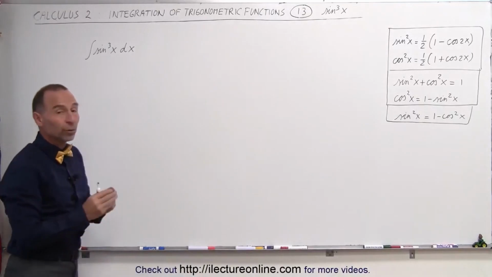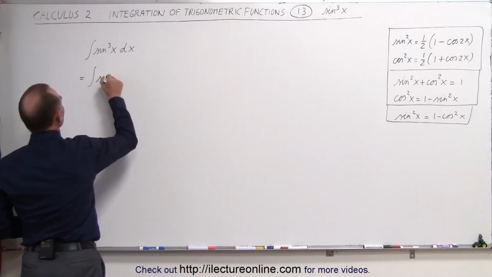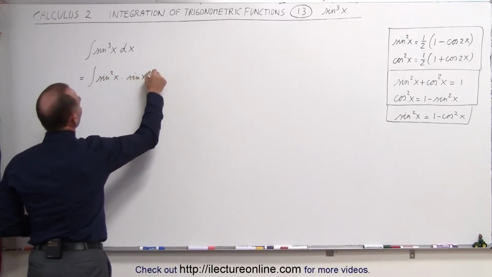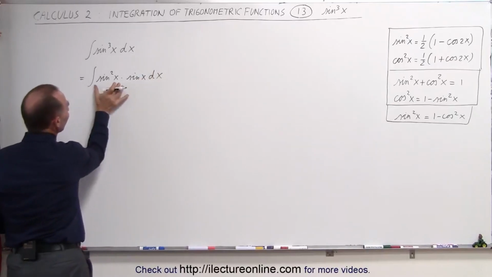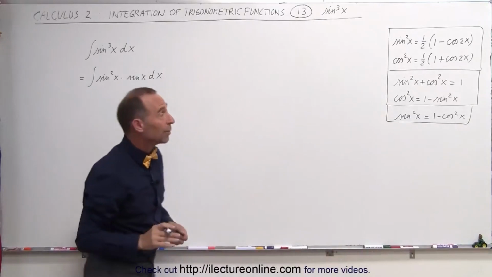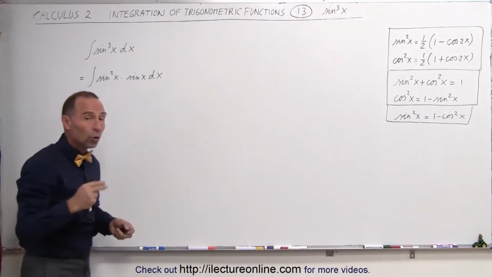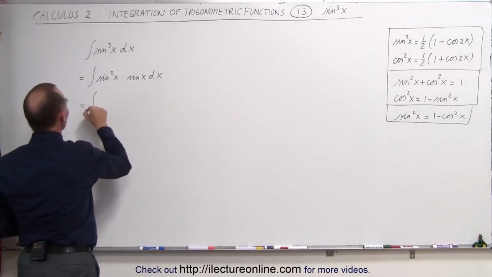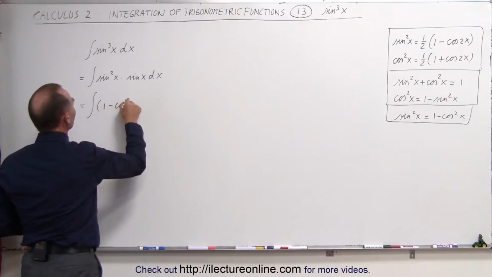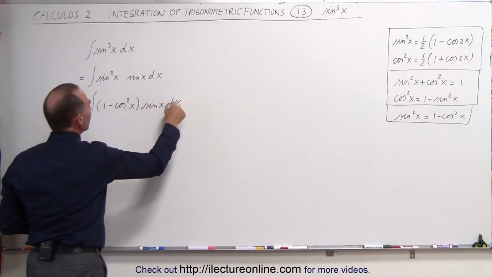And this we're going to use as a technique to solve for this integral right here. Because what we're going to do is separate the sine cube of x into the sine square of x times the sine of x times dx. And then we're going to replace the sine square of x by 1 minus the cosine square of x. Again, the reason why we do that is because we realize that the sine of x is the differential of the cosine of x. So we're going to replace the sine square of x by 1 minus the cosine square of x, and multiply that times the sine of x times dx.